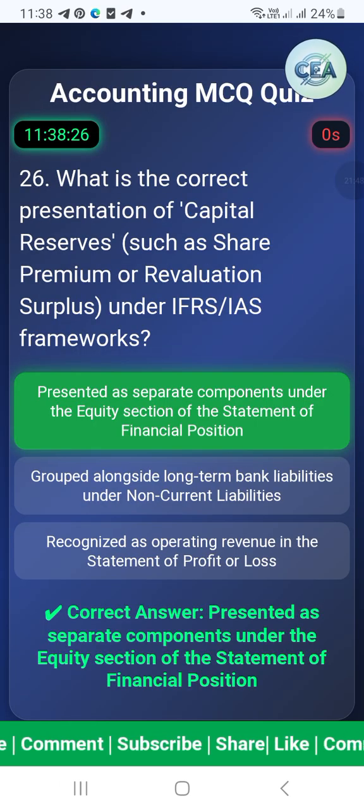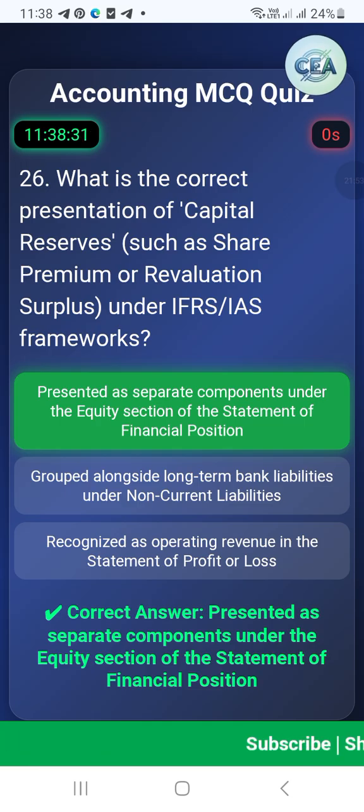Correct answer is presented as separate components under the equity section of the Statement of Financial Position.